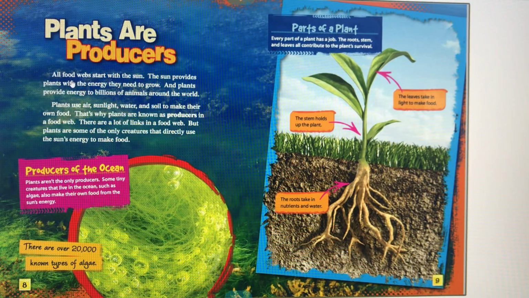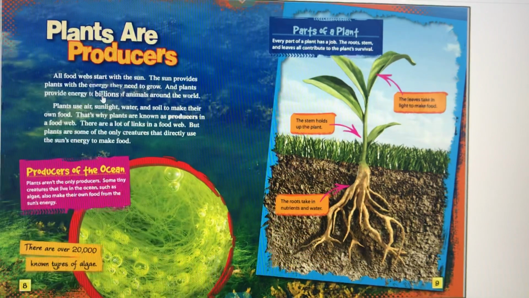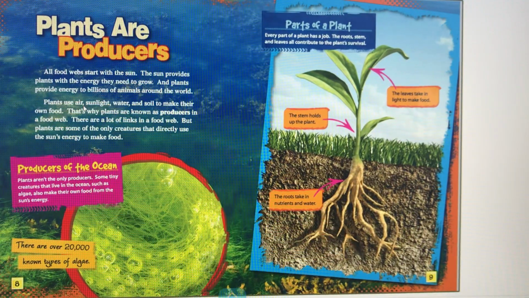Plants are producers. All food webs start with the sun. The sun provides plants with the energy they need to grow, and plants provide energy to billions of animals around the world. Plants use air, sunlight, and water and soil to make their own food. That's why plants are known as producers in a food web. There are a lot of things in a food web, but plants are some of the only creatures that directly use the sun's energy to make their own food. They're producers because they produce their own food. They make their own food.